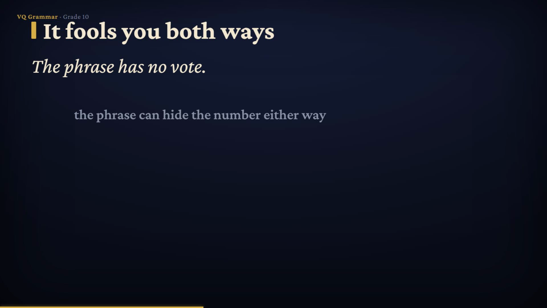First, the color of the uniforms is red. The phrase is of the uniforms, and uniforms is plural, so your ear is begging you to write are. Do not listen to it. Cross the phrase out, and the subject is color. One color, so the verb is singular, is red.